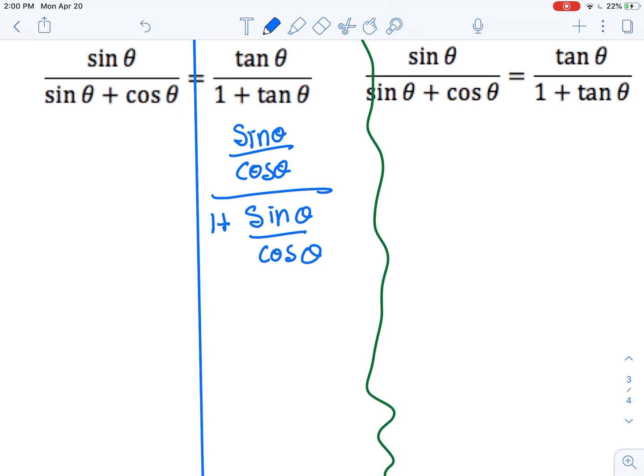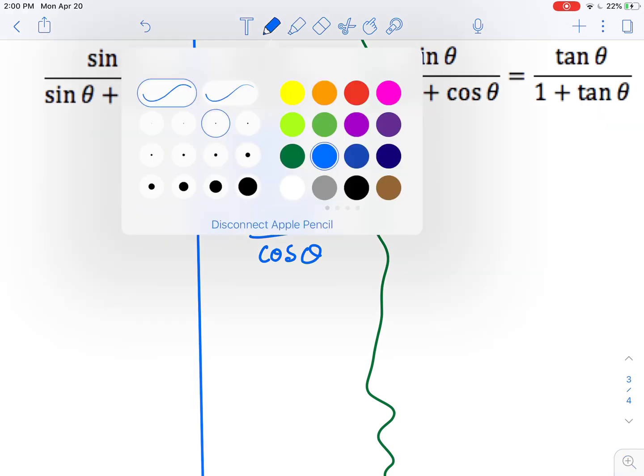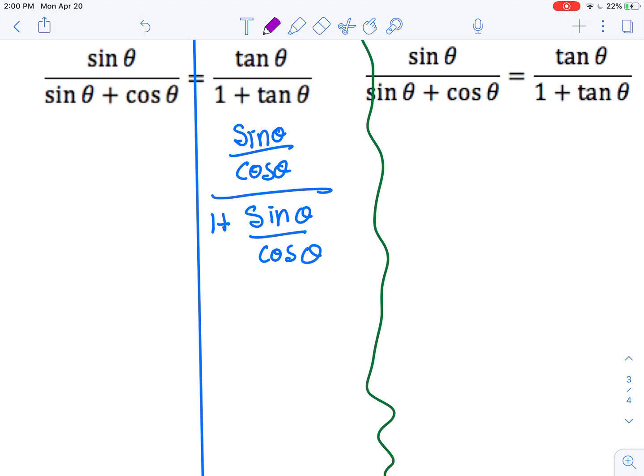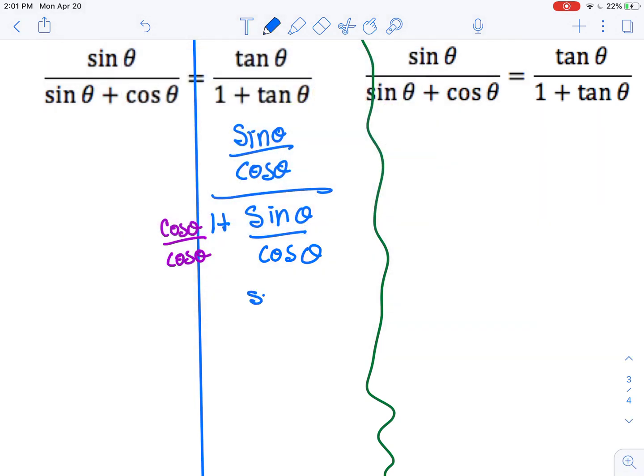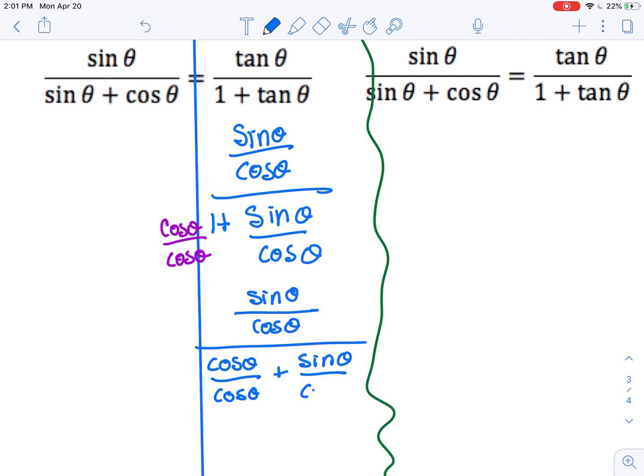I want to try to get common denominators here. So I need a common denominator of cosine. So I'm going to multiply 1 by cosine theta over cosine theta. If I do that, I'm going to end up with sine theta over cosine theta all over cosine theta over cosine theta plus sine theta over cosine. So I needed to get common denominators so I can combine that denominator.